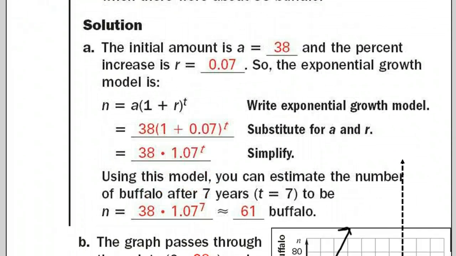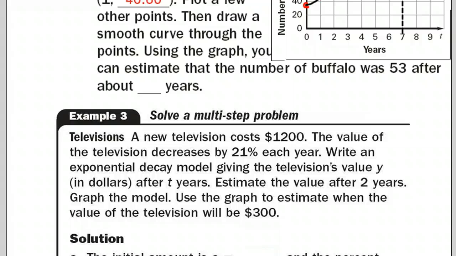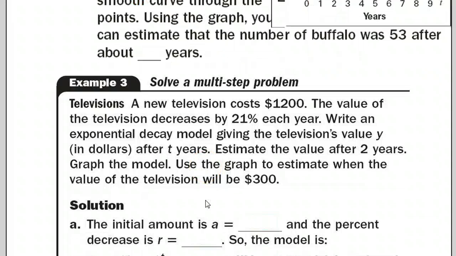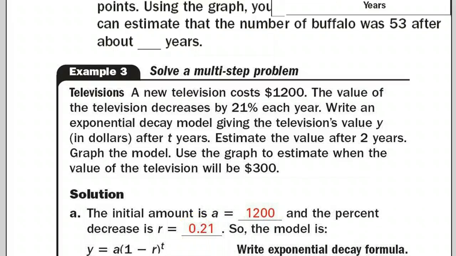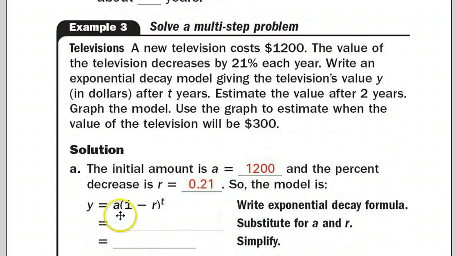So let's go back down to number 3. Since we're talking about the value decreasing by 21% each year, we can write a model to figure out how much the value of the TV will be after t years. So what's the initial amount? Well, it initially costs $1,200, so that is our A, and the percent decrease is 0.21, 21%. But instead of it growing by 21%, it decreases by 21%. So let's make sure that the base is less than 1.